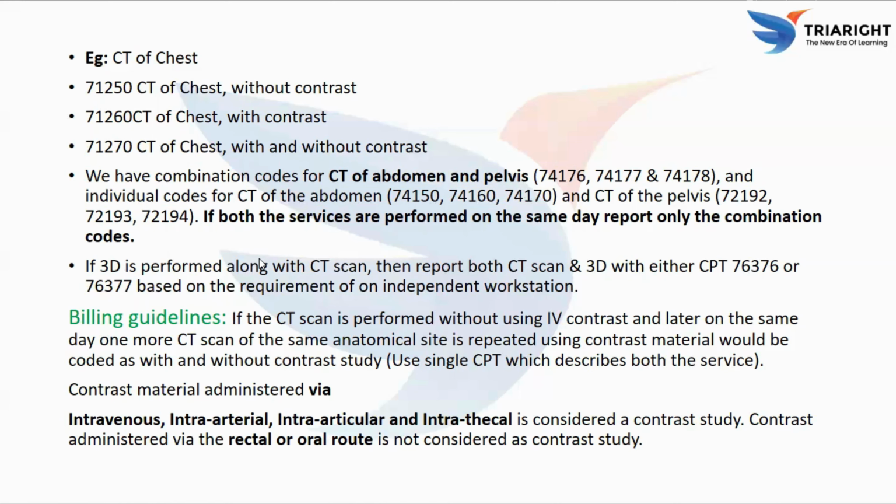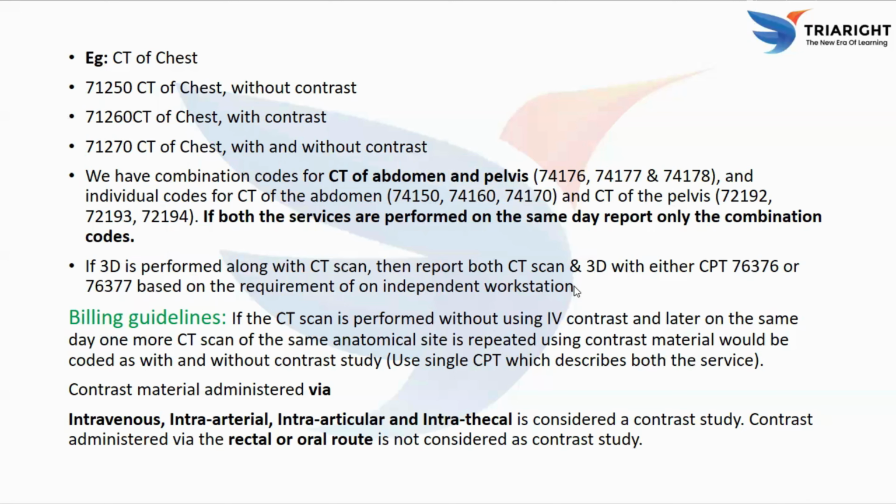It must involve independent workstation, separate post-processing and distinct physician work. So what are the CPT choices? 76376, 3D reconstruction not requiring the independent workstation. 76377, 3D reconstruction requiring independent workstation. So what is the billing rule here? If 3D is documented, you have to bill a CT code plus 76376 or 76377.